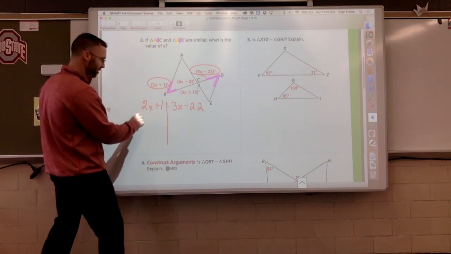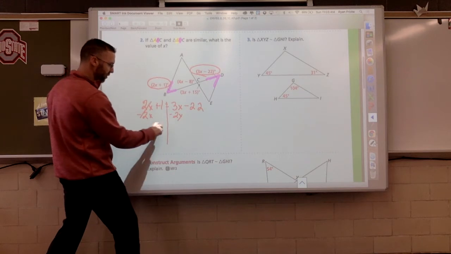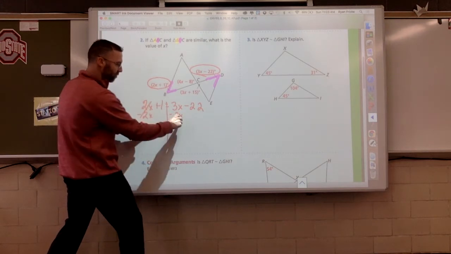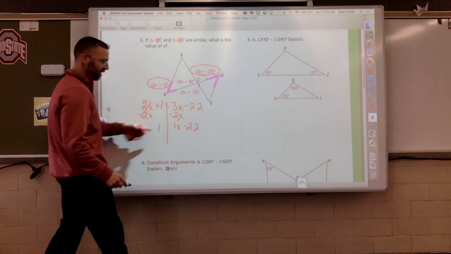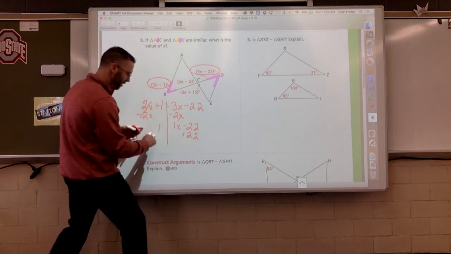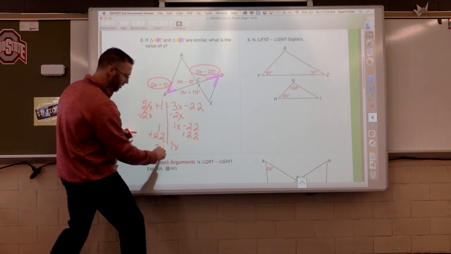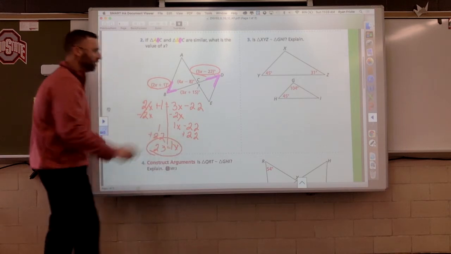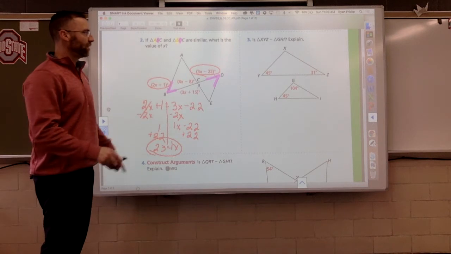Start with the smaller of the two coefficients. Take it away. So I'm going to take 2x away. That leaves me with 1x hanging out here by itself, minus 22. Next step, isolate the variable term. Get rid of this constant term. So I'm going to add 22. If I add 22, 1x is equal to 23. Do we have to do anything more? Nope. It just says find the value of x.